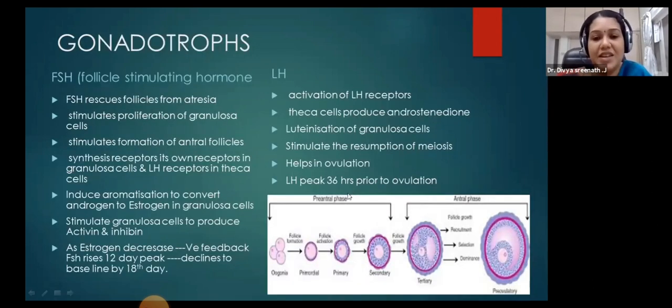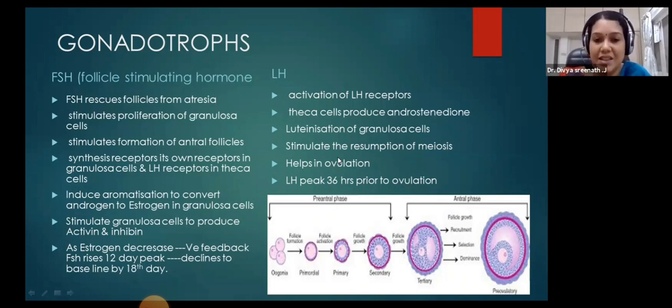Next, the main activity of LH is around ovulation only. When these follicles grow up to a particular level and produce a maximum amount of estrogen, it gives a positive feedback to LH. It is like the follicle saying, I have grown to a particular size, now I need to ovulate. It sends a message to LH, and then an LH surge occurs.